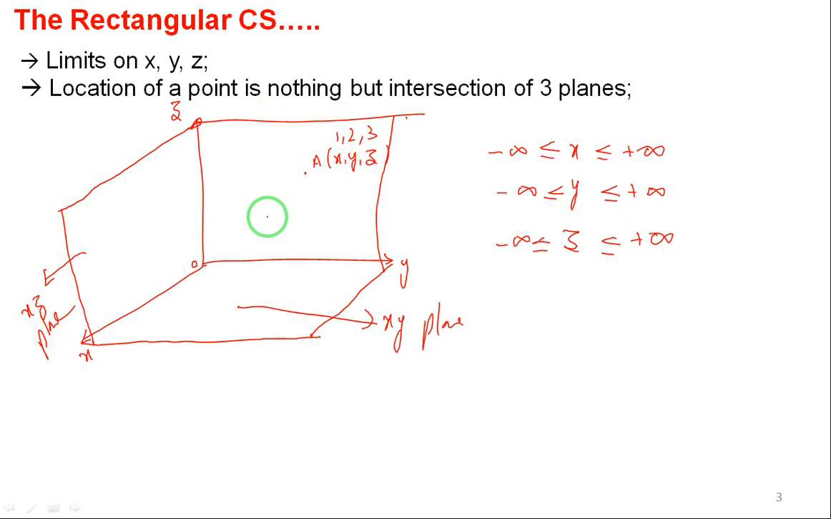Then similarly, the XZ plane, this is the XZ plane. In order to reach point A, it has to move in the Y direction. How many? That is by 2 units. By 2 units it has to move, right?